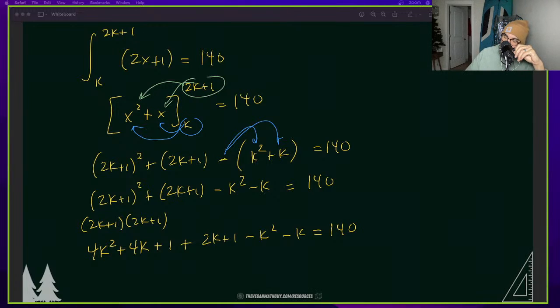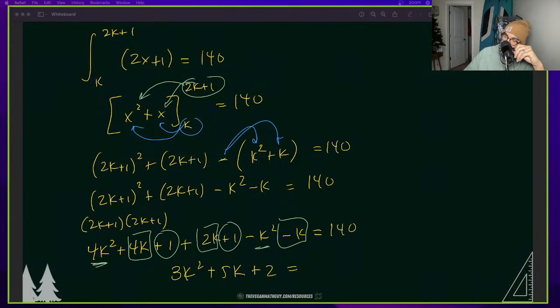All right, let's go ahead and combine like terms. So I have the 4k squared minus k squared, that's 3k squared. I have the 4k and the 2k and then the minus k. So that's 6, that's plus 5k. And then we have the constants that we need to add. 1, 1, and I think that's it. So that leaves us with plus 2 is equal to 140. Okay. Let's just go ahead and create some space and we'll be done.